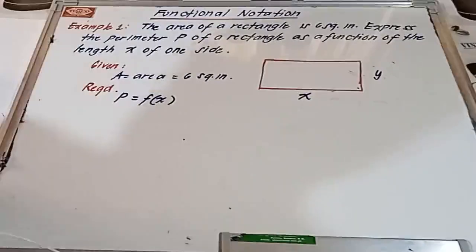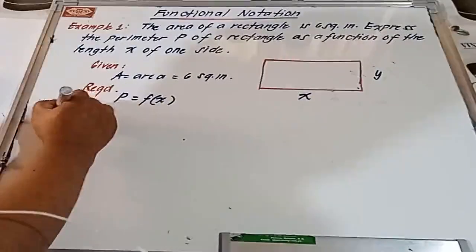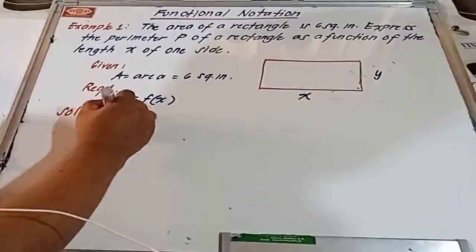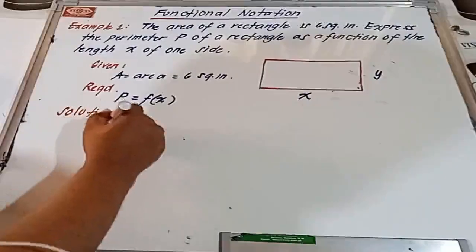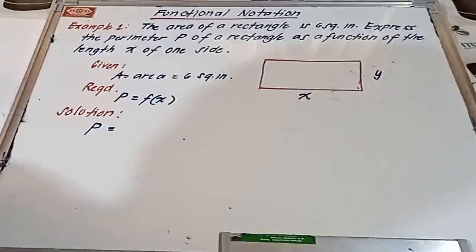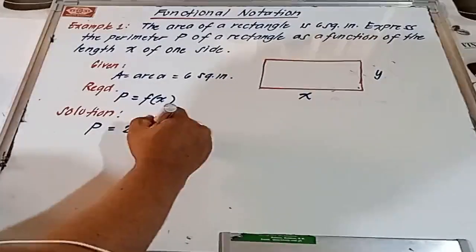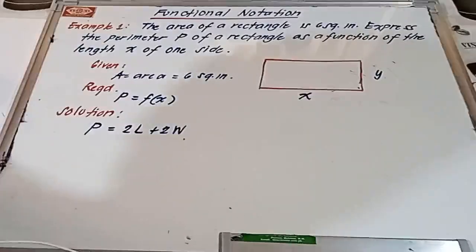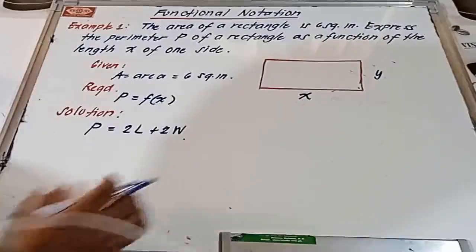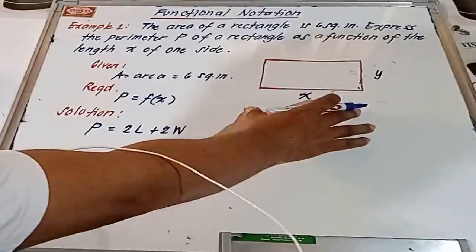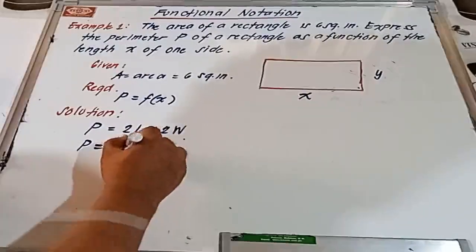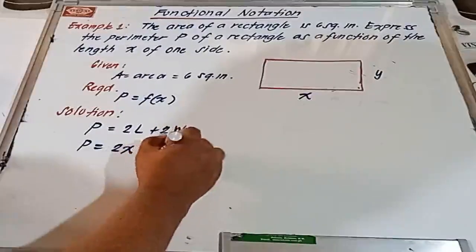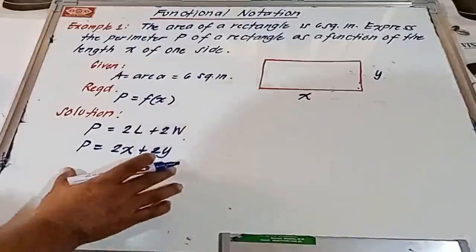So, on our solution, kailangan natin solve si P. So, solve natin si P. Anong formula ng perimeter ng rectangle? Twice the length plus twice the width, or that is 2L plus 2W. Tingnan natin yung illustration natin. Ang illustration natin, ang length happens to be x. Okay? So, therefore, P equals 2 of x plus width is y, or 2 of y. Okay. So, ito yung perimeter ng ating rectangle.